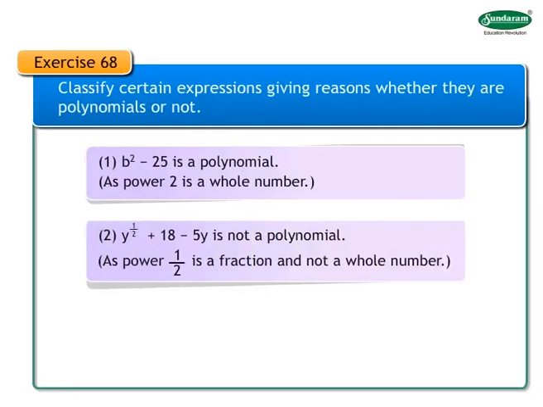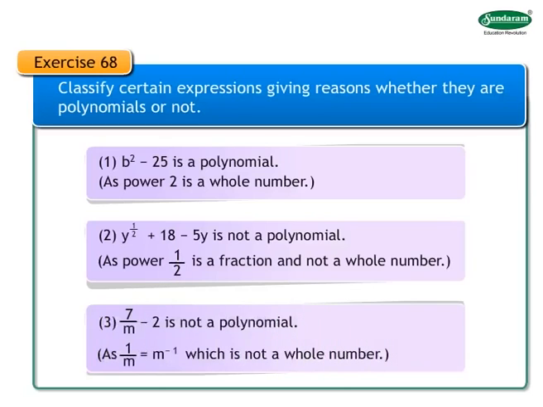2. y raised to 1 upon 2 plus 18 minus 5y. No, y raised to 1 upon 2 plus 18 minus 5y is not a polynomial, as the power 1 upon 2 of the variable y is a fraction and not a whole number. 3. 7 divided by m minus 2. No, 7 divided by m minus 2 is not a polynomial, as we know 1 upon m is equal to m raised to minus 1. So the power minus 1 of the variable m is a negative number and not a whole number.